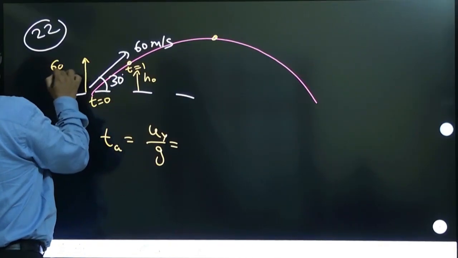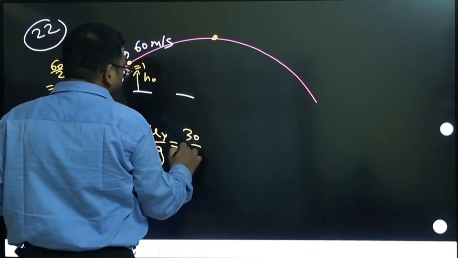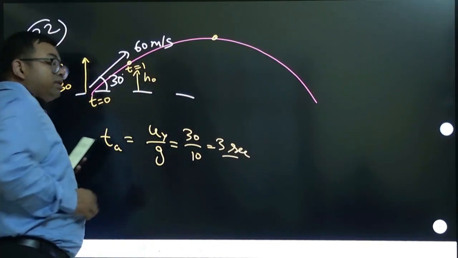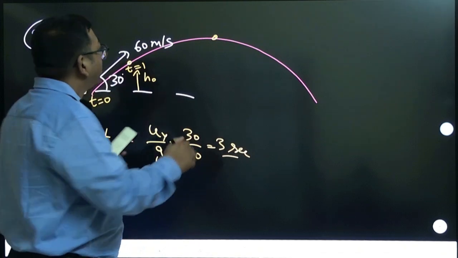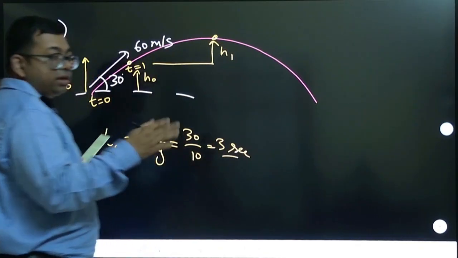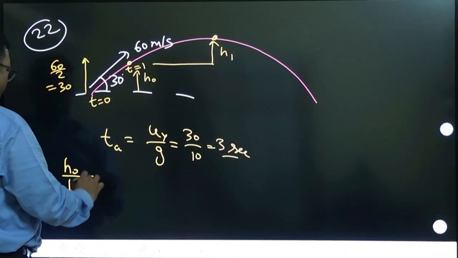In the vertical direction, what is the speed? The component is 60 by 2, that is 60 sine 30, right? So 30 by g, if I take g as 10, it is 3 seconds. So 1 second is already over. In the next 2 seconds it will reach the top. This height is h1, for the next 2 seconds. So we need to find the ratio of h0 by h1.